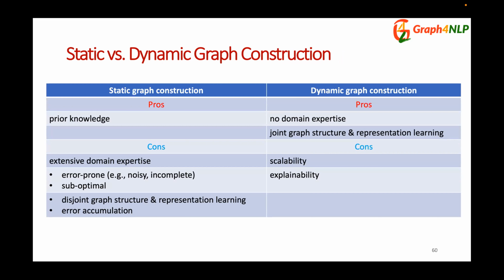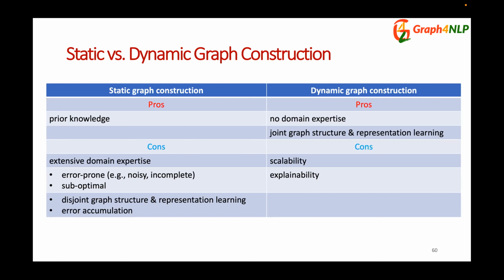But this can also become a downside when it's expensive or not very feasible to obtain such extensive domain expertise. For example, for some low resource languages, we might not have rich prior knowledge to utilize. Besides, static graph construction can also be error prone due to noisy or incomplete graphs, and is therefore often suboptimal. And due to its disjoint graph construction and graph representation learning nature, it can also lead to error accumulation.